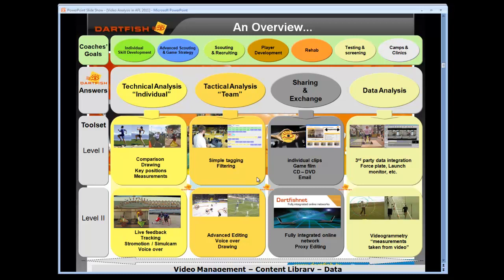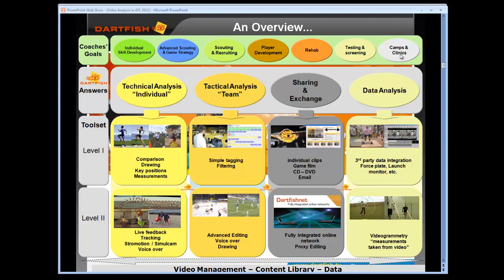I created a really basic overview of what happens with video analysis. And you'll see across the top here, these are the coach's general goals. Individual skill development, advanced scouting and game strategies, scouting and recruiting, player development, rehab, depending on the level, testing and screening, camps and clinics. And everyone from under nines all the way through to AFL will fit in somewhere and need one or all of those things.